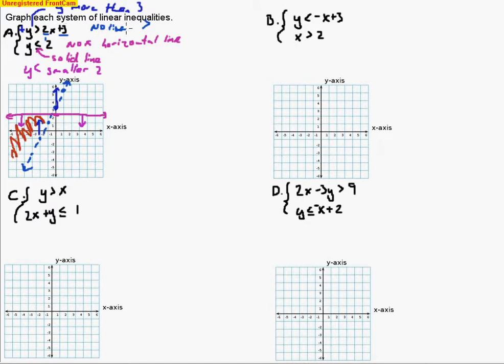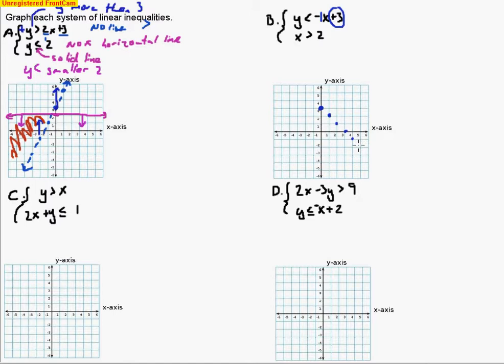Well, let's take a look at the next one. Here we have y is less than -x plus 3. So we'll start with that positive 3, the y-intercept right here. Go up 3 spaces and put the dot. Then use the slope. The slope is -1. So that tells us that we're going to go down and then to the right. Down and to the right each time.